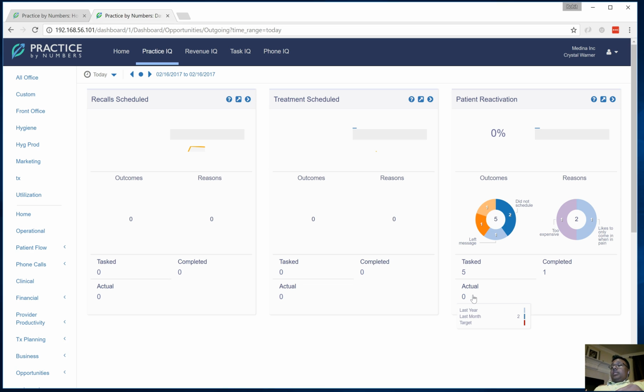Different ways to implement this strategy: one person does recall, another person does treatment, and the third person does reactivation. But soon we'll also add, since we have all the information, a table here that shows how many calls were made by each person and what were the outcomes of those calls. So you can see which ones of your employees are the most effective in making these calls and which ones need more training.